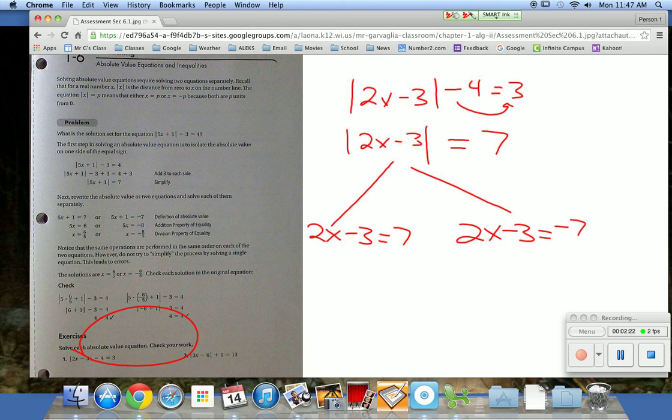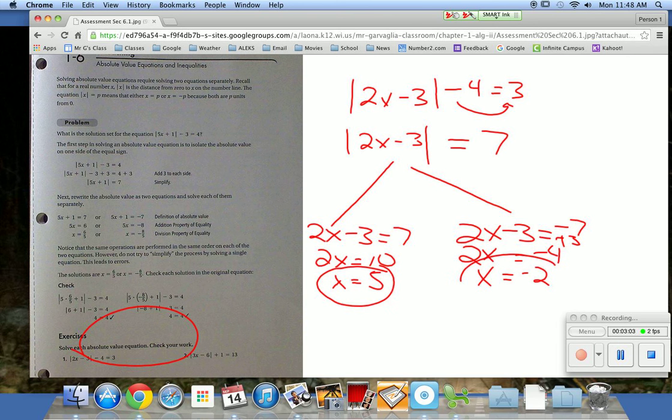I'm going to bring my 3 over: 2x equals 10, x equals 5. This is working with absolute values. All right, now my other one, notice what happens. I bring my minus 3 over, and now I'm adding 3 on this side, right? So now this equals a minus 4. Then when I divide by 2, it becomes a minus 2. And these would be your two answers for that equation.